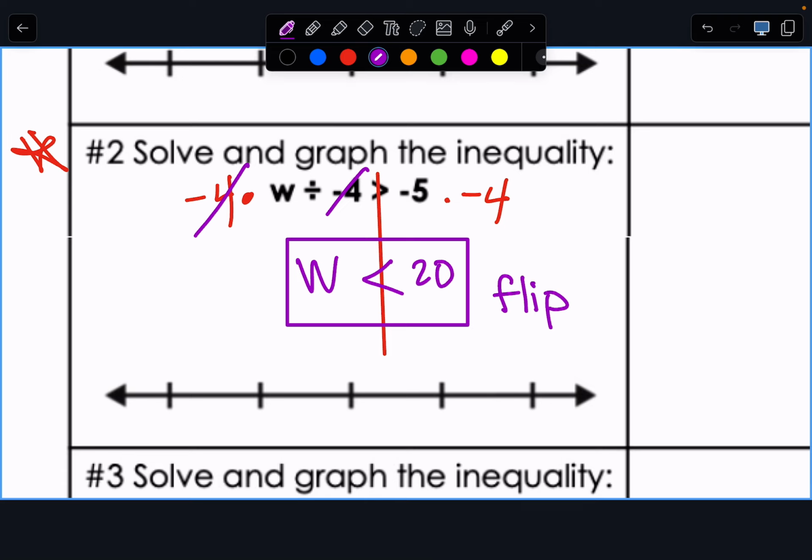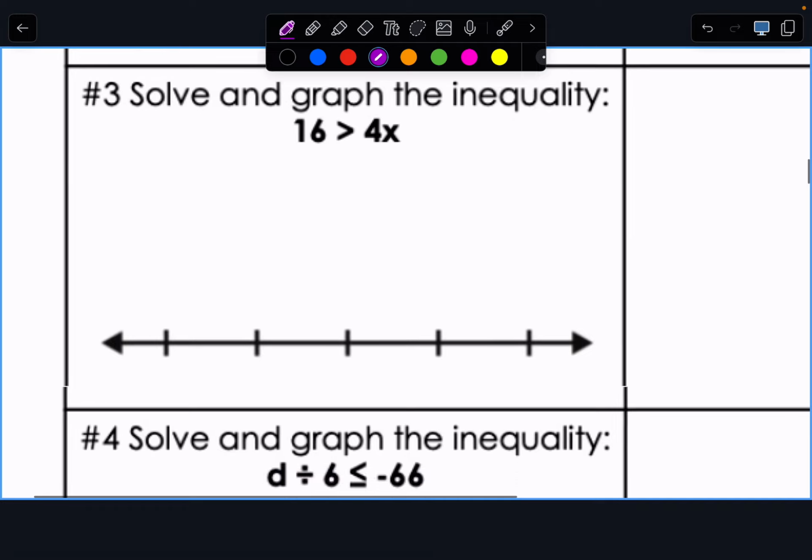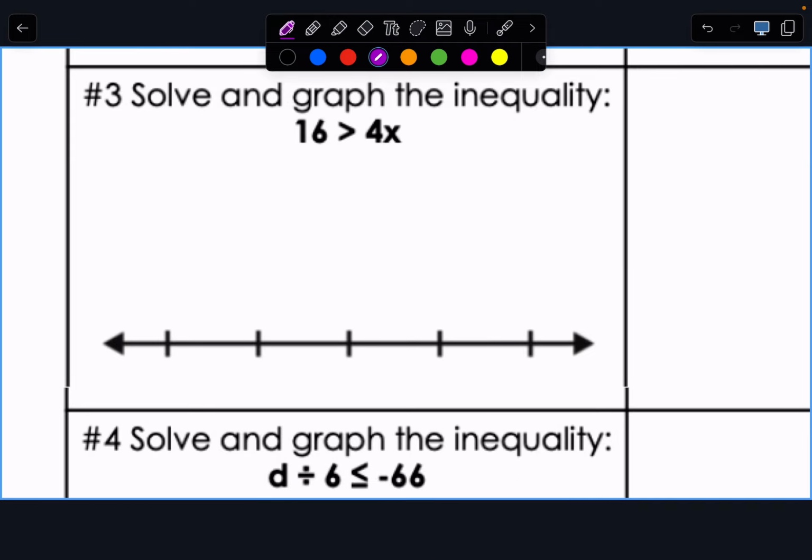Okay. Now, I asked you to put a star by any problem that we had to multiply or divide by a negative. Is number 3 one of those problems? No. There is no star on number 3. When we solve number 3, we need to divide both sides by 4, but that's definitely a positive number. So we have 4 is greater than x.